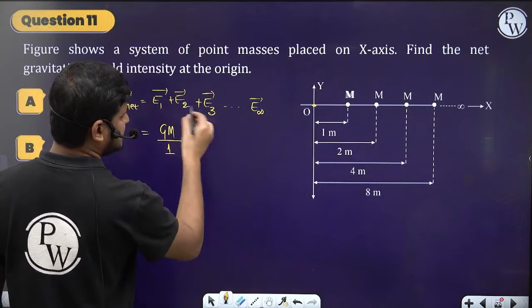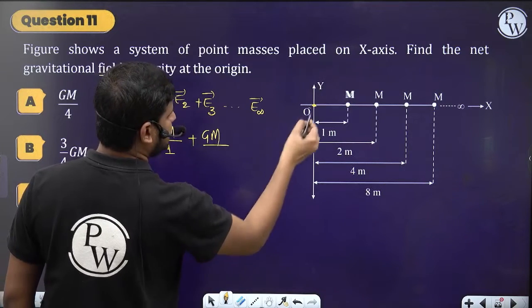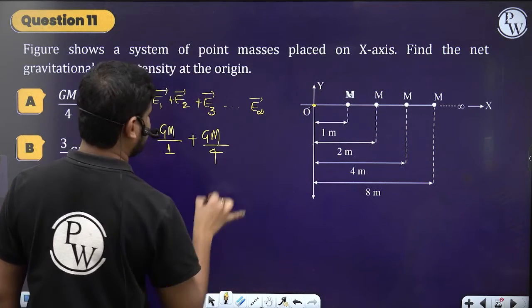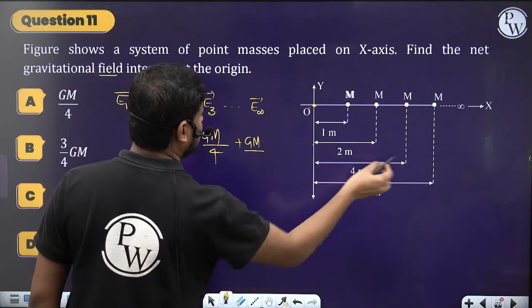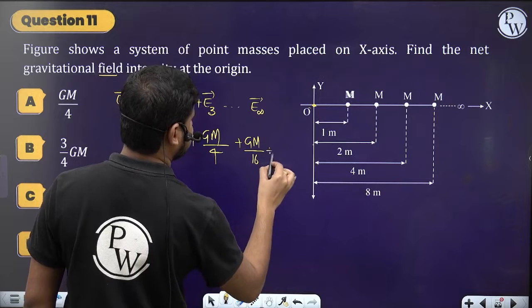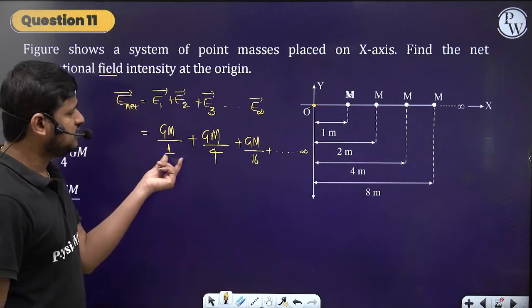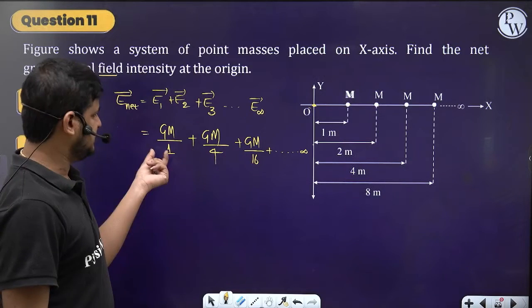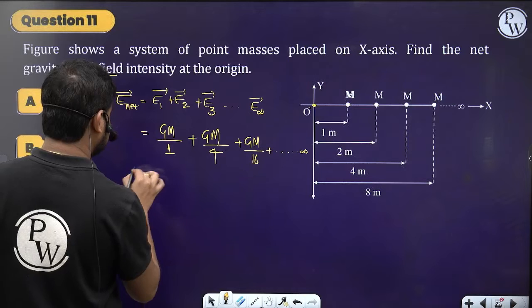Plus the second gravitational field is G into mass M by 2 square, which is 4. Then the next one is GM by this distance 4, which is 16. So up to infinity. If you observe, this sequence is in GP, so the given sequence is a GP.